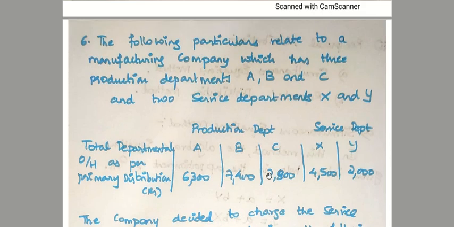Moving on to your next question. The question tells the following particulars were related to a manufacturing company which has three production departments, A, B and C, and two service departments, X and Y. So you have the production departments given and you have your service departments given. Overhead as per your production departments is given. So this will be taken as it is. This will be the start of your solution part.